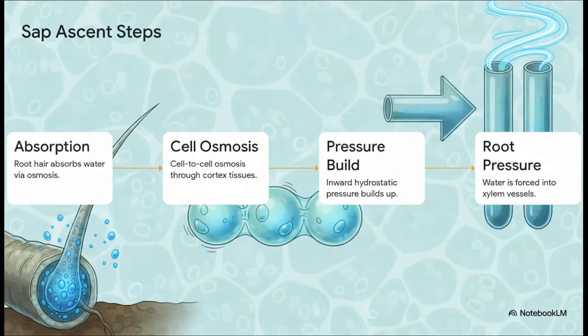Section 6. Forces driving sap ascent. This massive upward journey begins at the root hair, which absorbs water via endosmosis. That triggers a chain reaction of sequential cell-to-cell osmosis right through the cortex tissues. As one turgid cell presses against the next, a strong inward hydrostatic pressure builds up. Ultimately, this pressure literally forces water into the thick-walled xylem vessels, generating a foundational upward push known as root pressure.